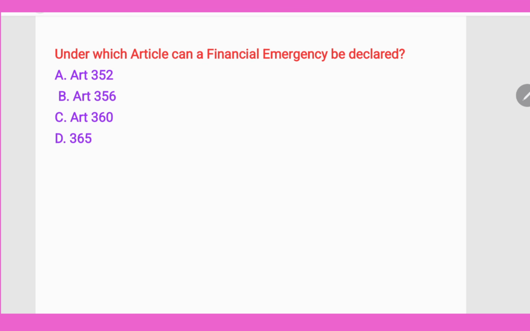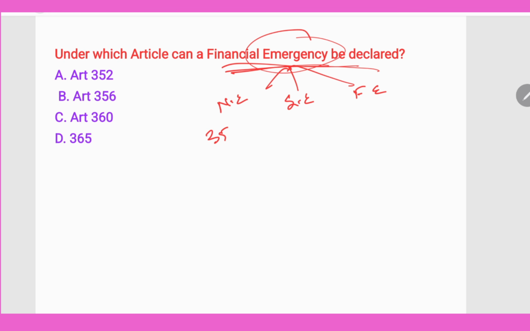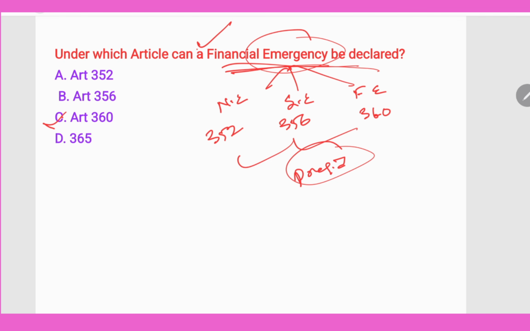Next question is, under which article can a financial emergency be declared? There are 3 types of emergency: national emergency, state emergency, and financial emergency. 352 national emergency, 356 state emergency, and 360 financial emergency. Okay, the financial emergency is 360, and all these are proclaimed by the president.